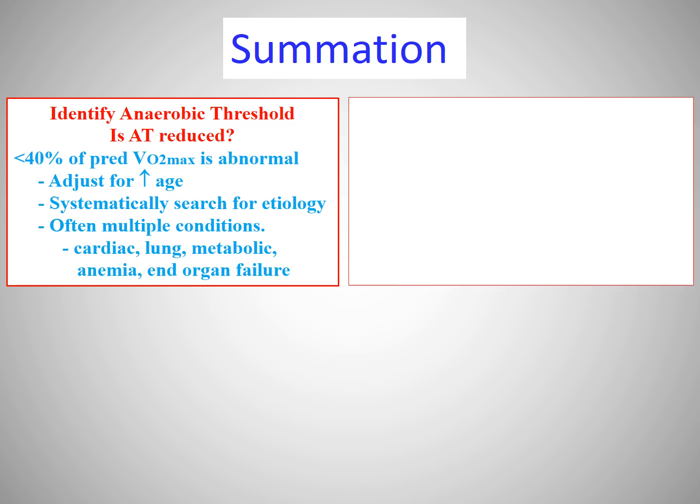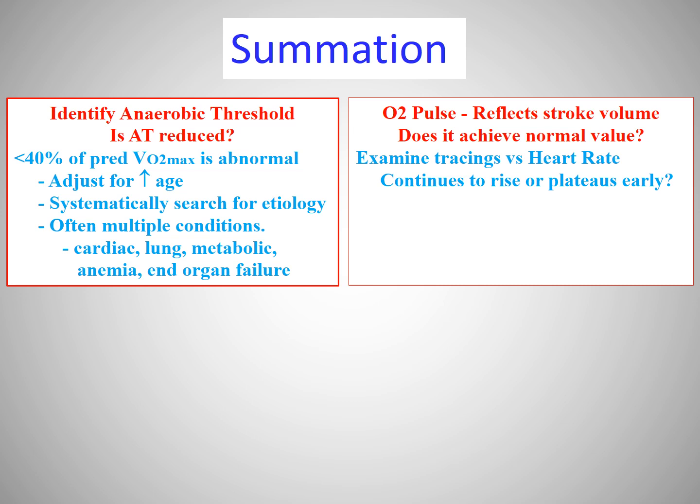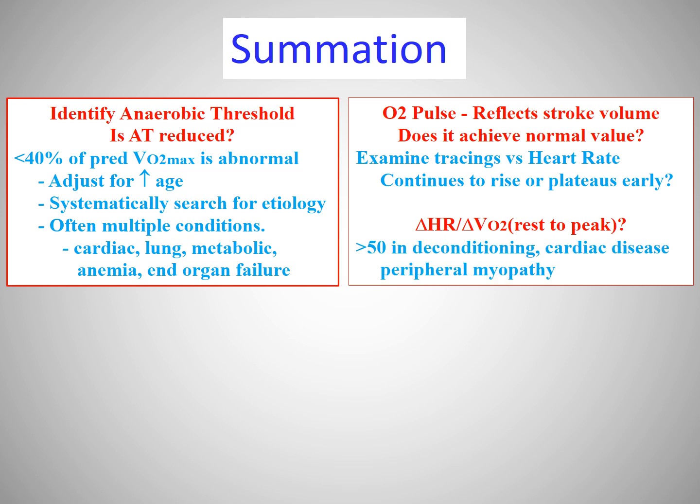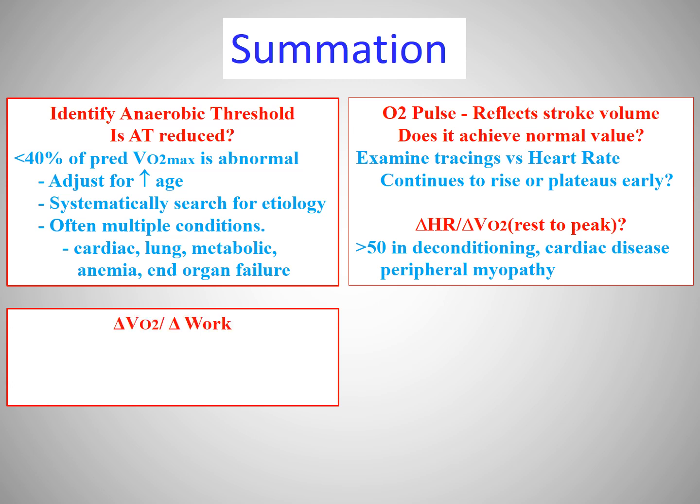We discussed how the O2 pulse is an indirect measure of stroke volume of the heart and showed examples of how the O2 pulse tracings plotted along with the heart rate can give a visual display of the cardiac function. And we also showed how the inverse of the O2 pulse, the change in the heart rate over the change in the VO2 from rest to peak, when excessive, can suggest heart disease as well as deconditioning. The slope of the VO2 versus work throughout exercise has also been shown to be an indicator of pump failure. The lower limit of normal is 8.5 in the absence of other conditions such as anemia and other metabolic disorders.